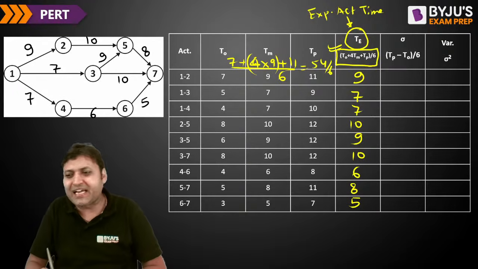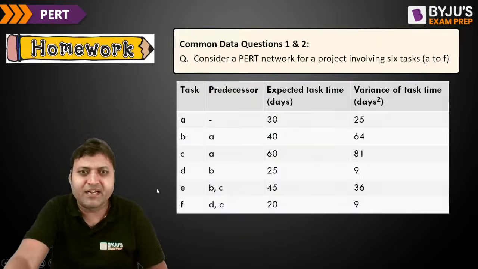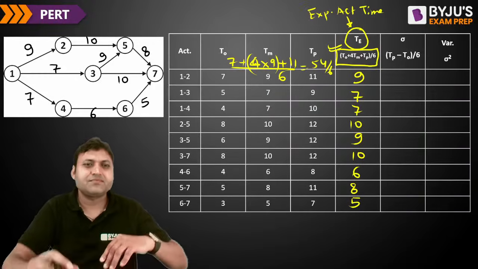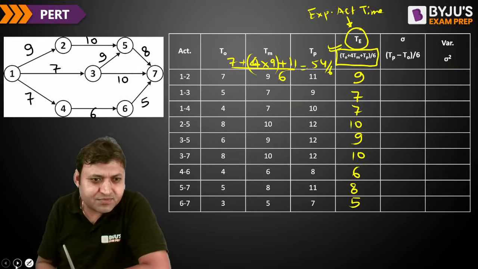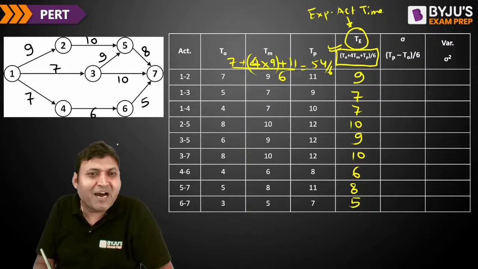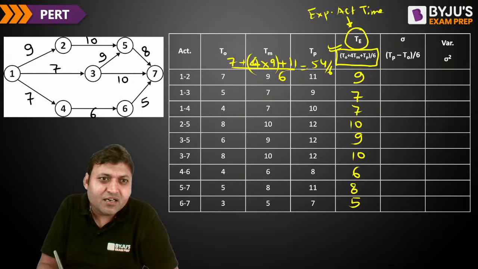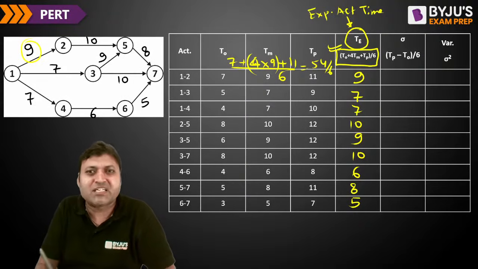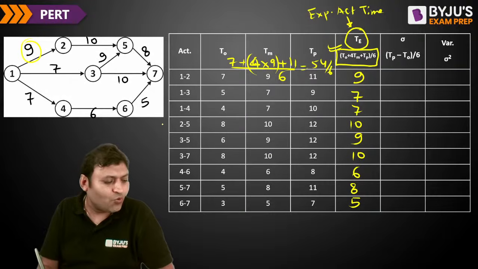Can you find out the critical path for this? What will be the critical path? Can you identify the critical path, the longest path of the project? Here, the expected time durations for activities are mentioned. So what is the longest path?